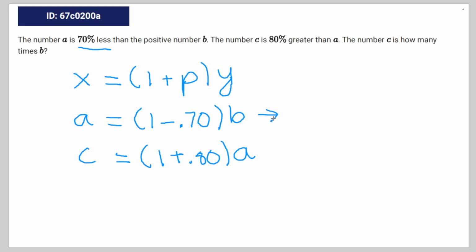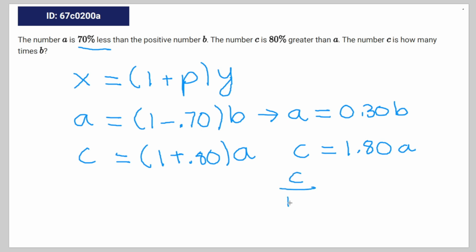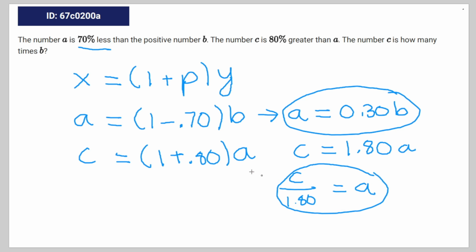Simplify these two equations. That's going to be a is equal to 0.30b, and c is equal to 1.80a. Divide the second equation on both sides by 1.80. We're going to get c divided by 1.80 is equal to a. Since these two equations are equal to a, you can set them equal to each other. That's going to be 0.30b is equal to c divided by 1.80.